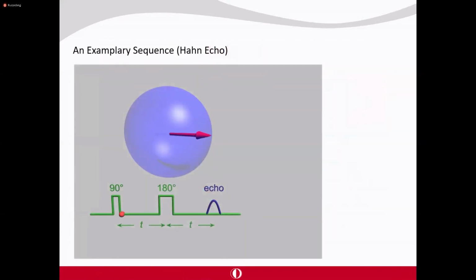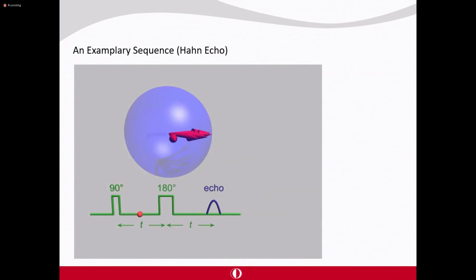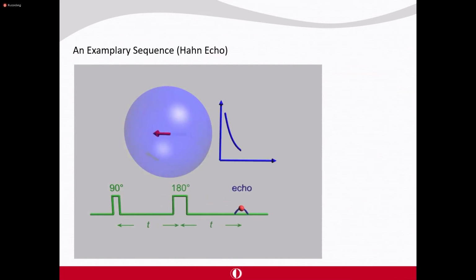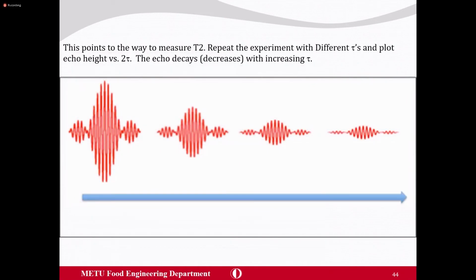Let me show you an animation here. The 180-degree pulse is applied, and then you obtain the echo, and then it is decaying. So 90-degree pulse, 180-degree pulse, echo is generated, and then the signal is disappearing. This points to the way to measure T2. We repeat the experiment with different echo times, and by looking at the maximum amplitude of each echo, we can easily obtain a T2 decay.